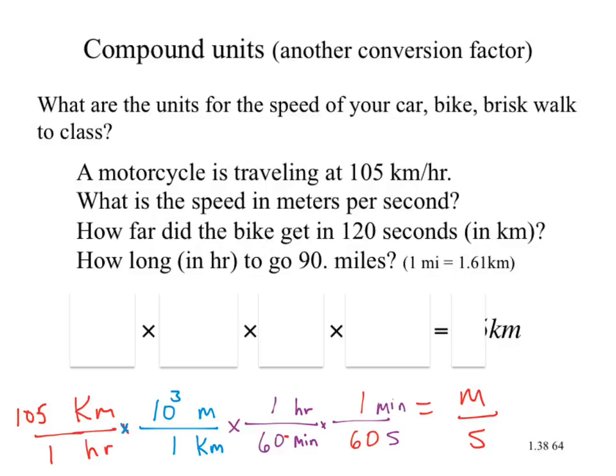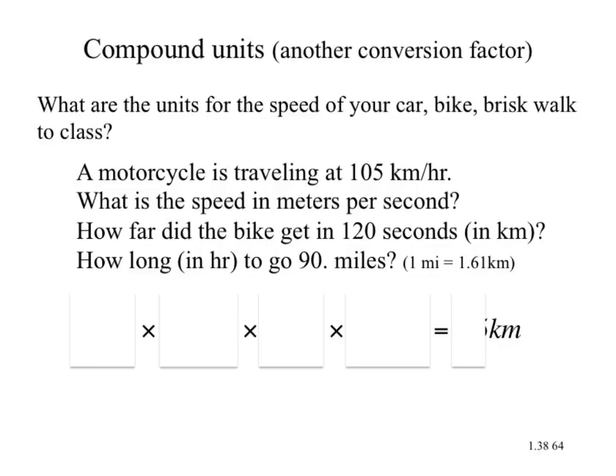Okay? Next one. What's the next question? How far did the bike get in 120 seconds? How do we set it up? Okay, you'll notice how far. So we're being asked to find what? The distance. How do we know we want kilometers? Because it says in parentheses, ultimately because the first time I asked the question, I forgot to put the units in. Okay. So we've got this question started to work out for you.